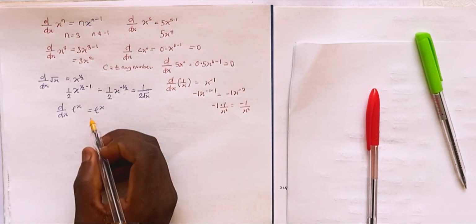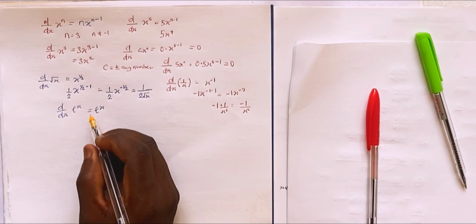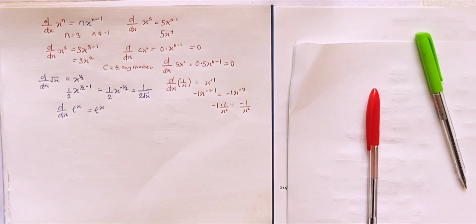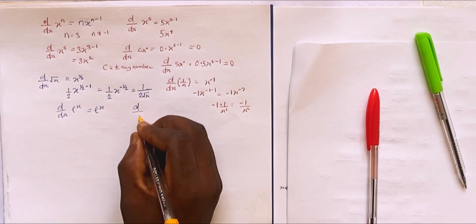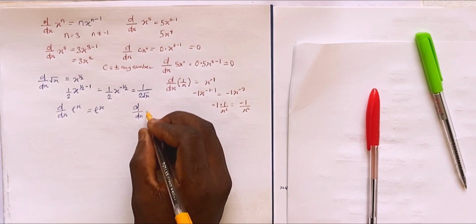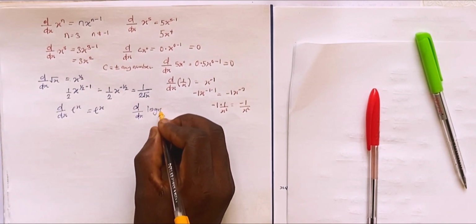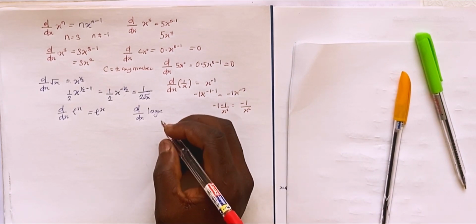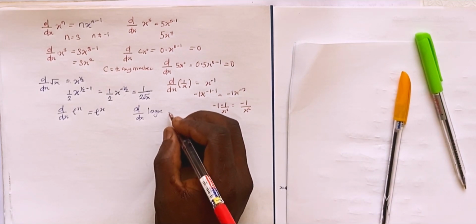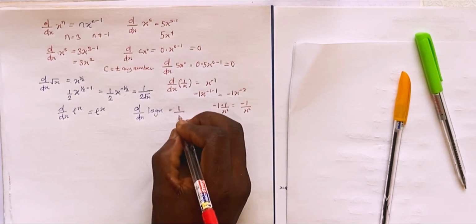If you are asked to find d/dx of e^x, it is still the same thing, e^x. Understand now? Unless, say, you are asked to find d/dx of log x. If you are asked to differentiate, to find the derivative of log x, that's actually 1 over x, right?